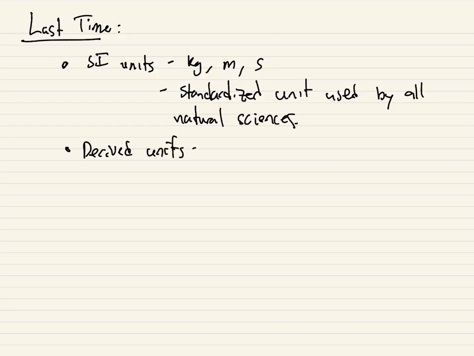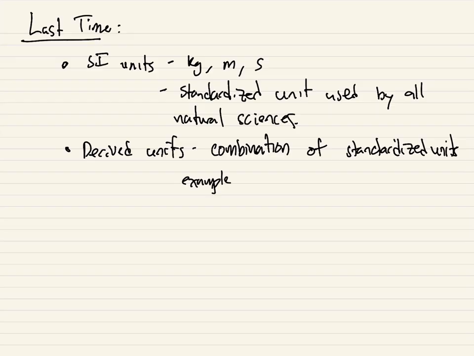Does anyone remember what the derived units were? We didn't talk a whole lot about them, but these are more common units that you'll see. What a derived unit was? Like a combination. It's any combination of our standardized units, right? Like a volume is a derived unit because it's a length cubed, right? So, a combination of standardized units, right? So example, volume, which is a length cubed.